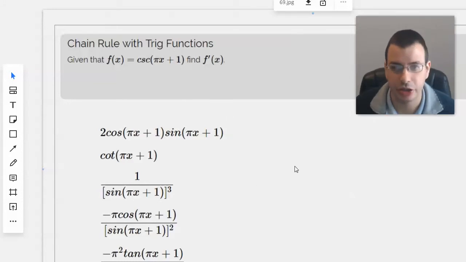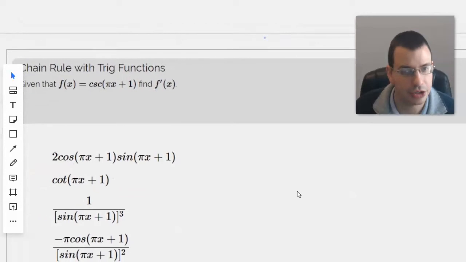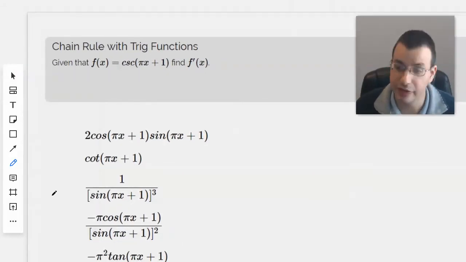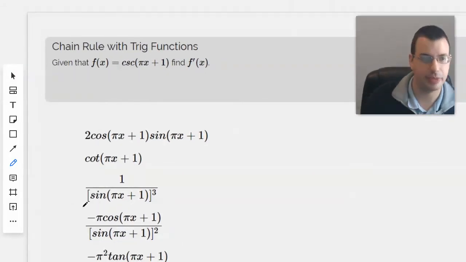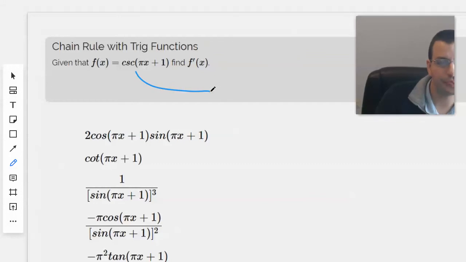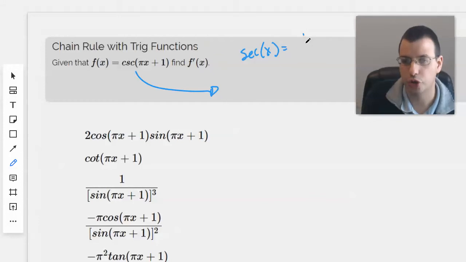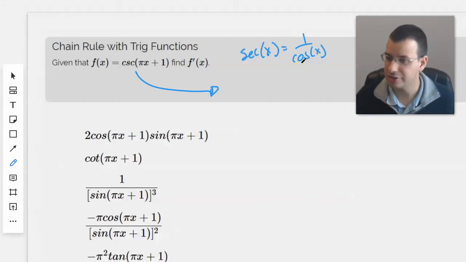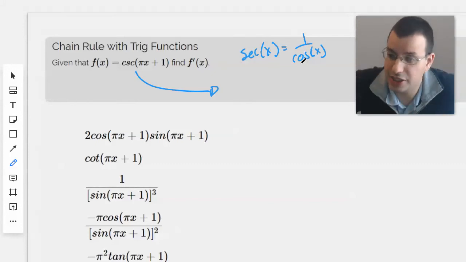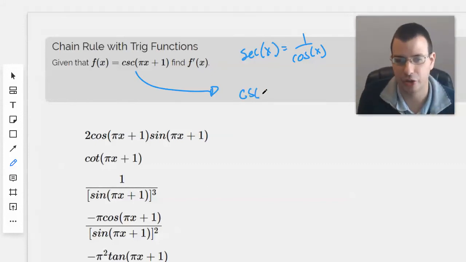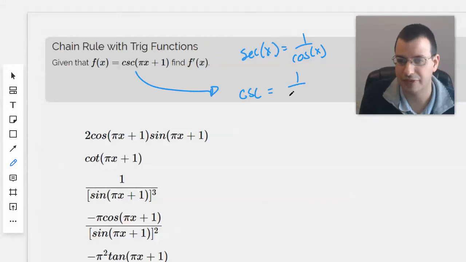All right, so the first thing I'm going to do here is rewrite that cosecant because I have a very tenuous grasp of what it even means. So I know that secant of x equals 1 over cosine of x. Cotangent is obviously 1 over tangent. And cosecant is the other one, which is the only one that's really left: 1 over sine of x.